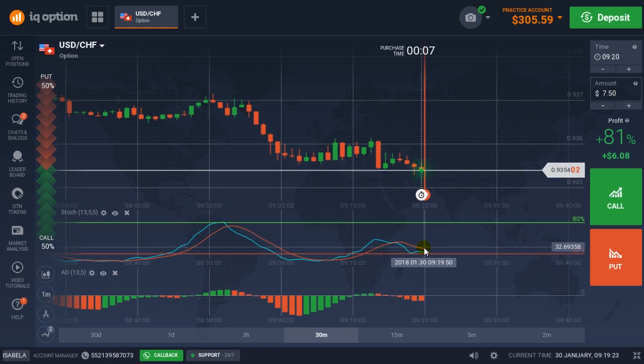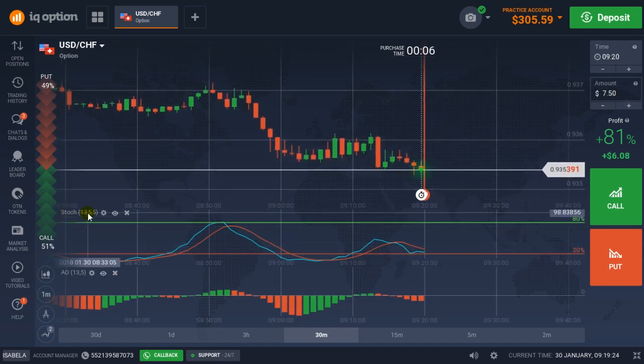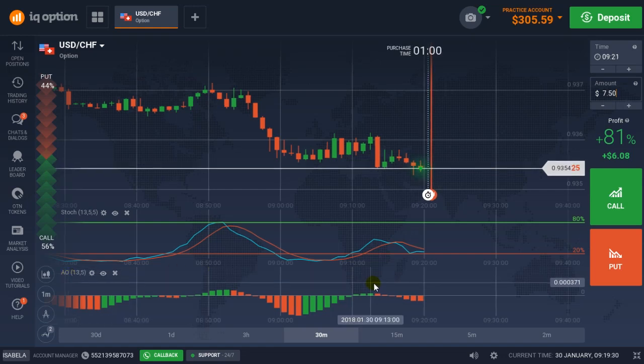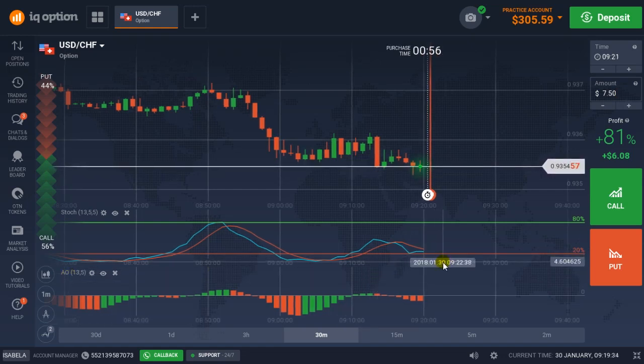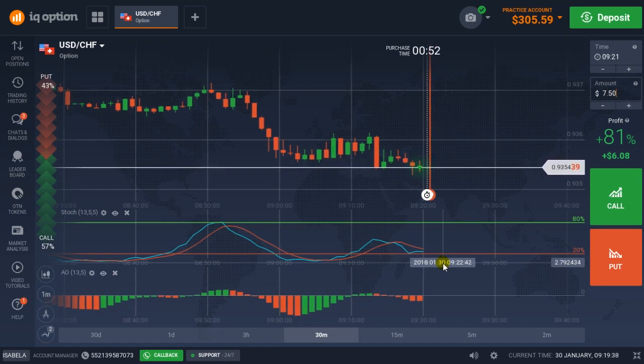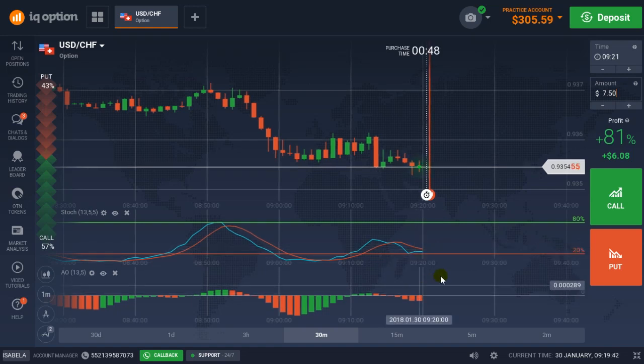The two indicators that we've got on here, the stochastic indicator and the awesome oscillator, both of them have to show us signals telling us get in, going up, or get in, going down. If the signals don't comply, both of them together, do not get into a trade. Okay?